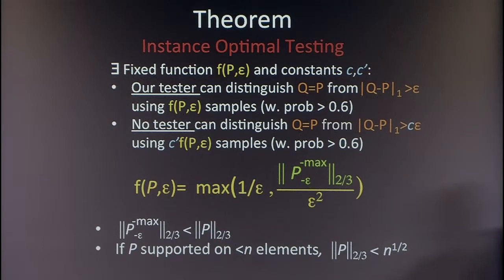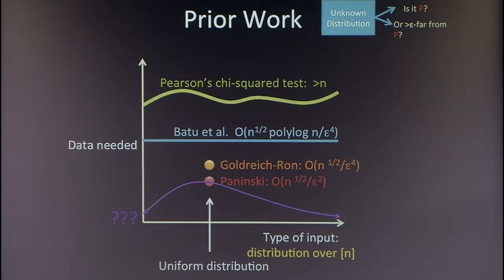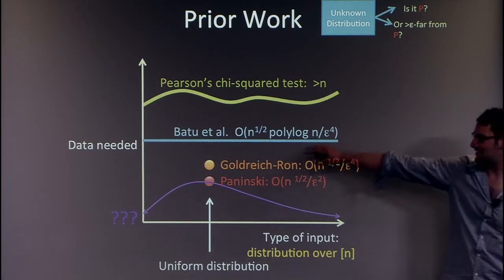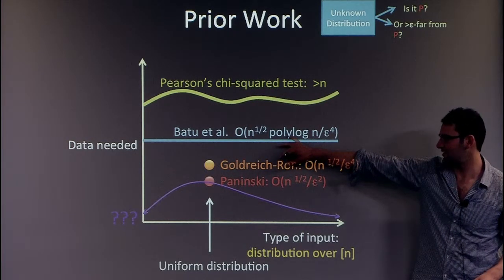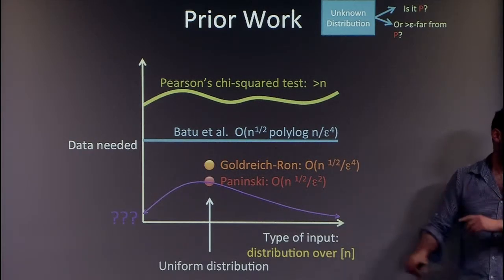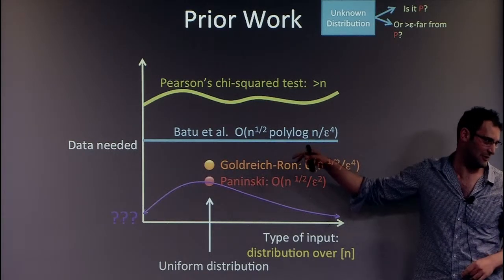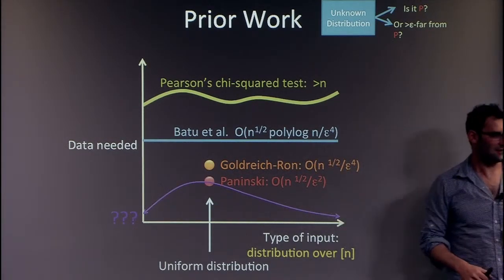Sorry, can you go to the previous slide? So the blue line should actually just touch the magenta line? So the blue is not tight. This polylog isn't there. So our results imply that actually the blue line can be improved to root n over epsilon squared. Just touch the magenta. Yes.